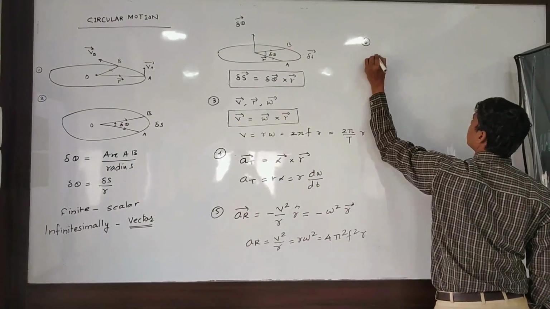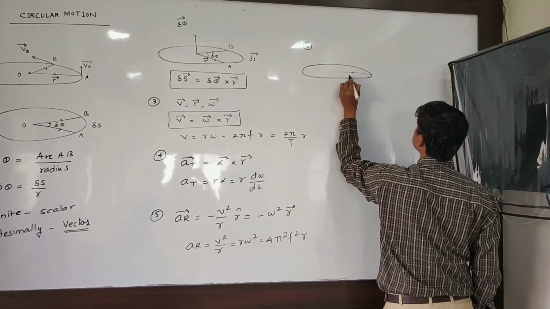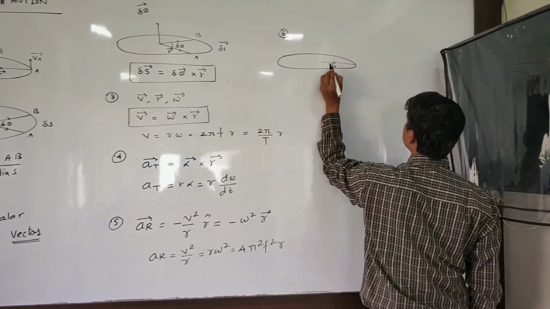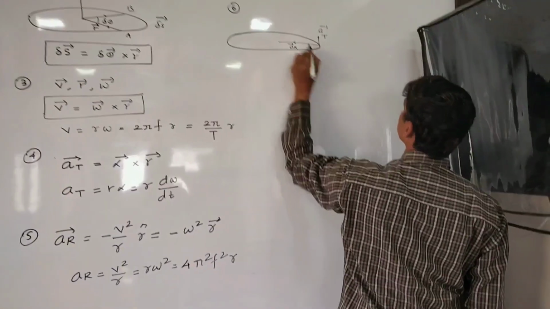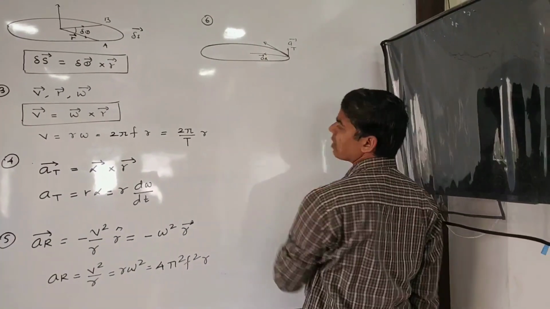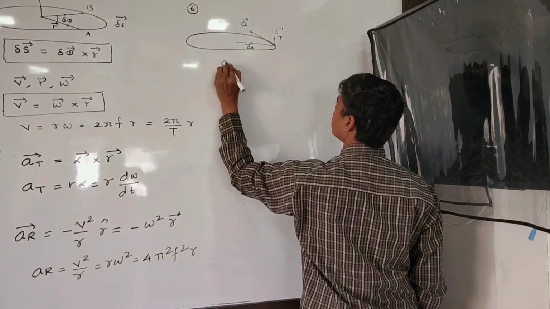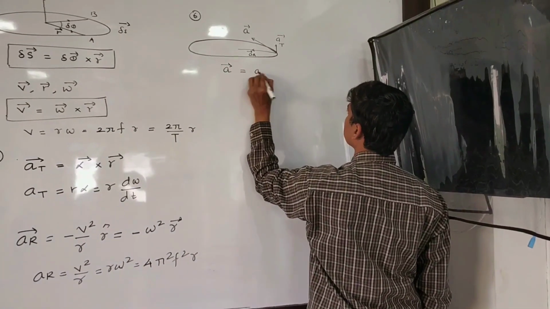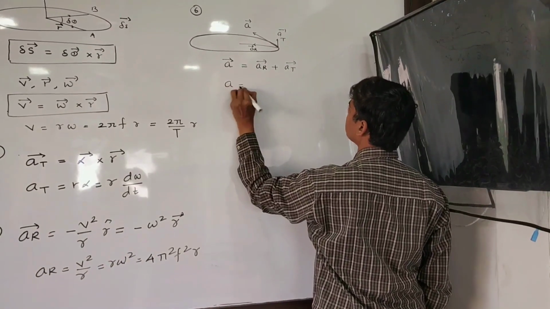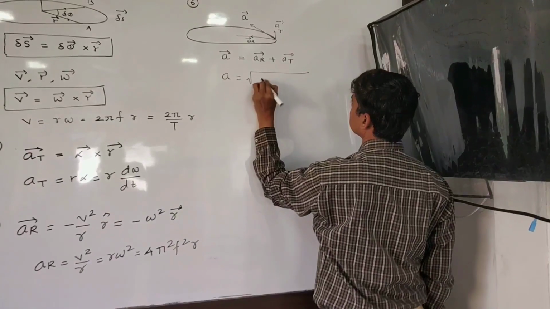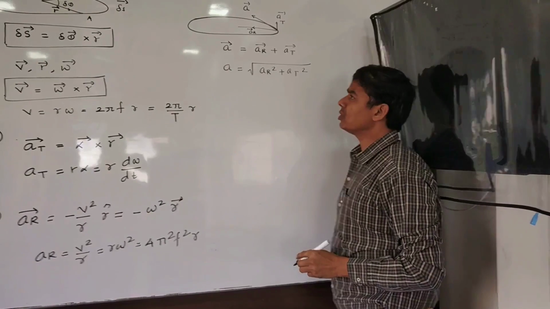Next, whenever an object is performing circular motion, it has two types of acceleration. One is radial acceleration, a_r bar. Another is tangential acceleration, a_t bar. The resultant of these two is in this direction by the parallelogram law of vectors. So this is the resultant vector a bar, a bar equals a_r bar plus a_t bar. The magnitude of the resultant acceleration is the square root of a_r square plus a_t square. This is for non-uniform circular motion.